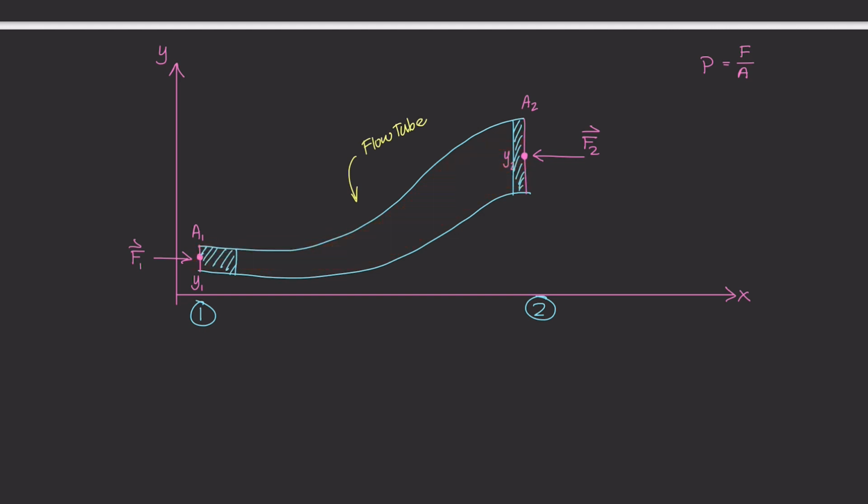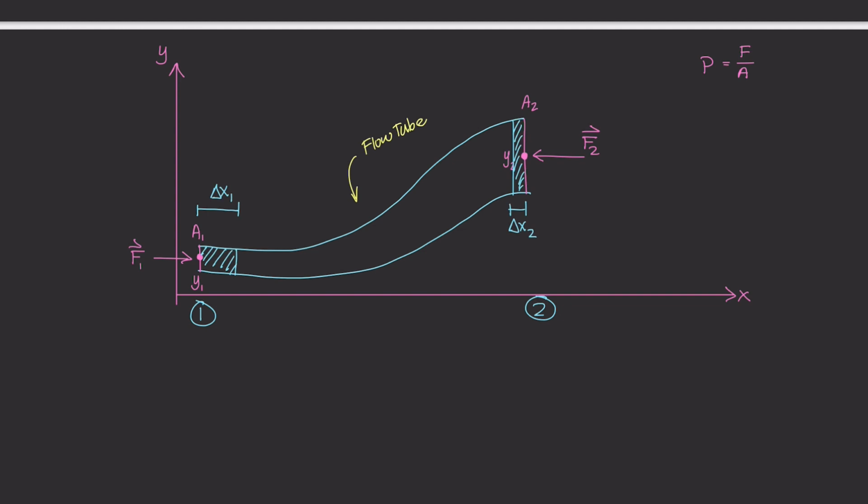Now we also know that the volume at these 2 points is going to be equal. So the volume of the fluid displaced here at point 1 over a very small amount of time is going to be the same as the volume here at point 2. So these 2 volumes are equal. Now on the left-hand side, this distance I'm going to call delta x1, and on the right side is delta x2.